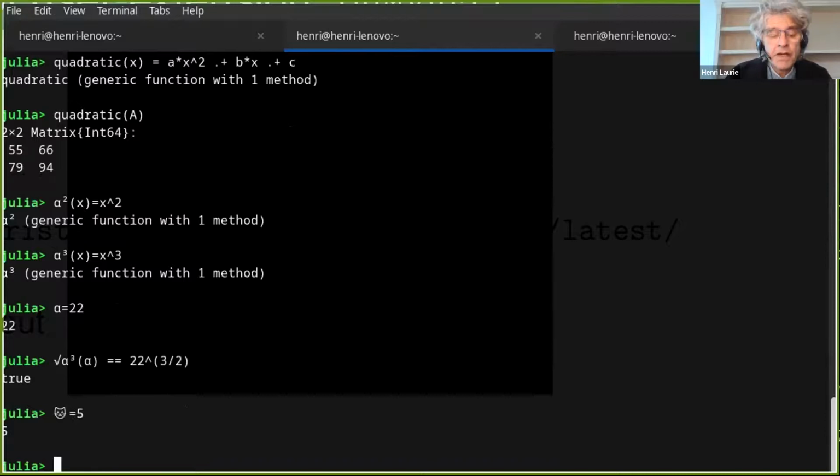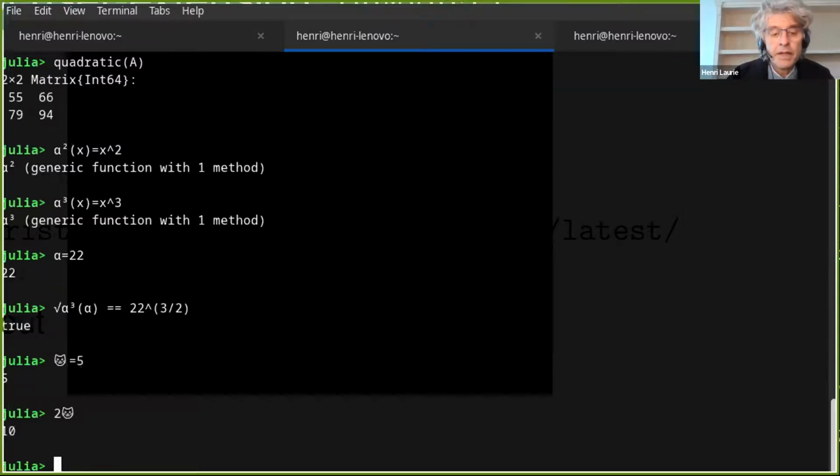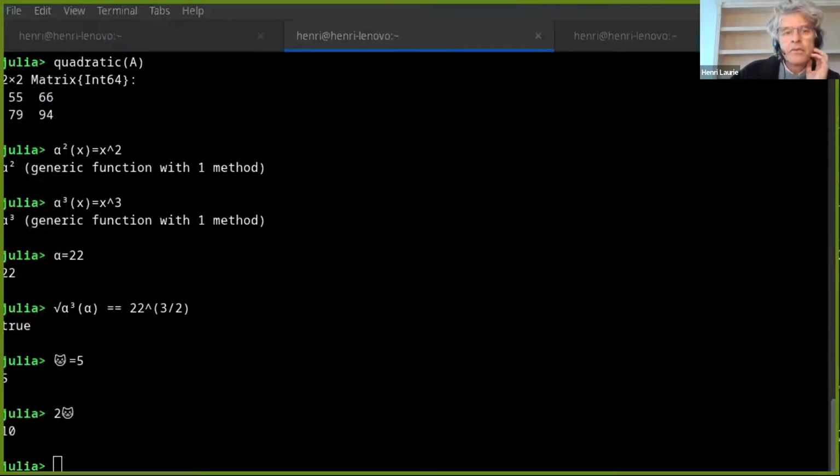So let's say that's 5, and now I can say, and again I have to say cat, test, tab and enter, and then that's 10. So this is how Unicode is so very nice.